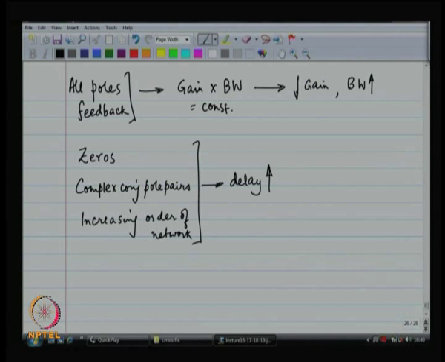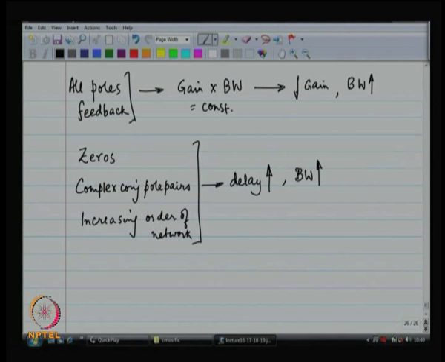If I reduce the gain, my system becomes less useful. If I increase the delay, there is no harm. So, I can increase the delay and I can get bandwidth in lieu of some more latency in my circuit. So, this technique is used a lot of times.